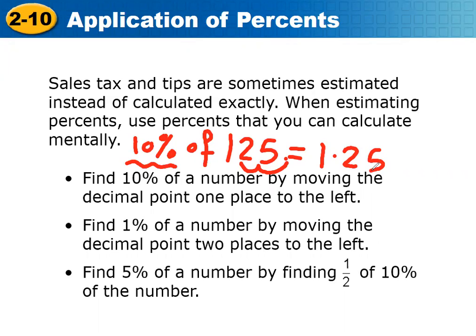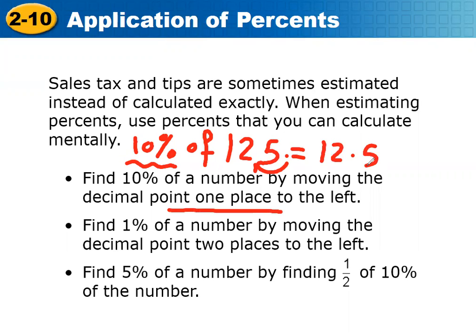Wait, to calculate 10%, we are going to move only 1 digit. It's not 2 digits. The question is 125, and I'm looking for 10% of 125. Then we are going to move only 1 place. So this is the decimal point, and I'm going to move it 1 place. So the answer will be 12.5.